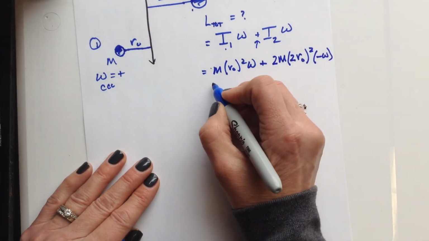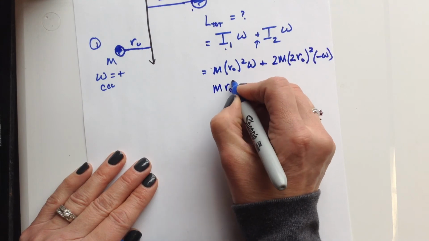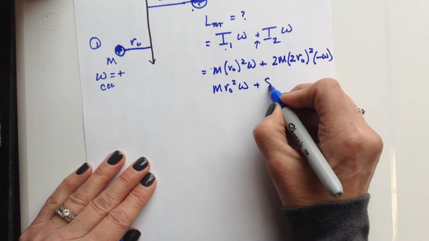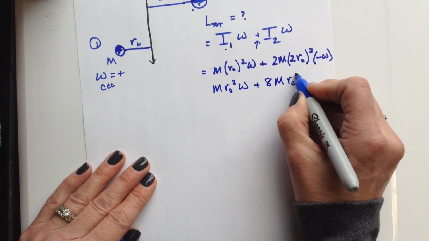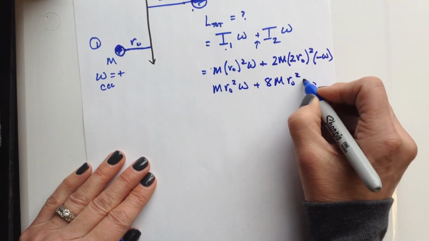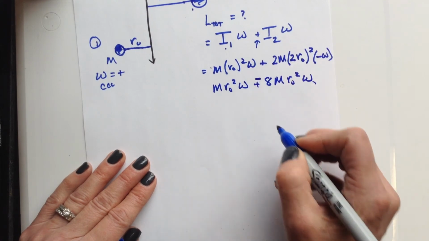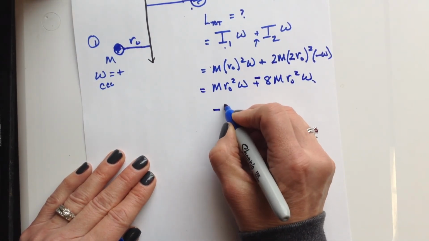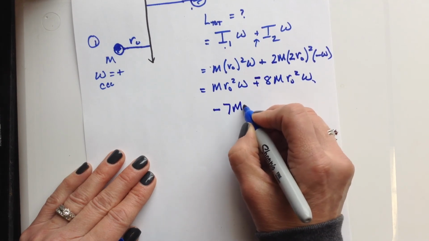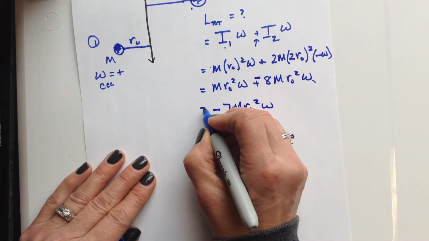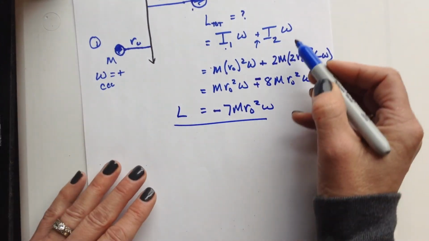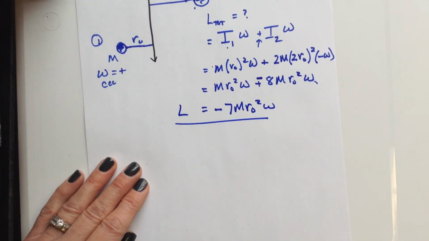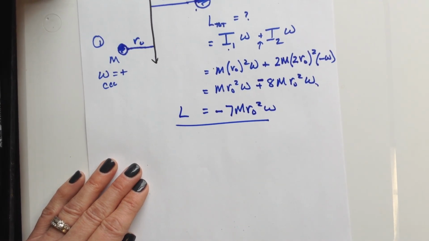So simplifying a few variables here, you get m r naught squared times omega, plus this 2 squared is 4 times 2 is 8, m r naught squared, and then we'll have a minus omega, and I'll put that minus sign out front. So adding them together, I get minus 7 m r naught squared times omega. So we can just take it through the steps to calculate the total angular momentum of a system. Okay, next video will be on conservation of angular momentum.